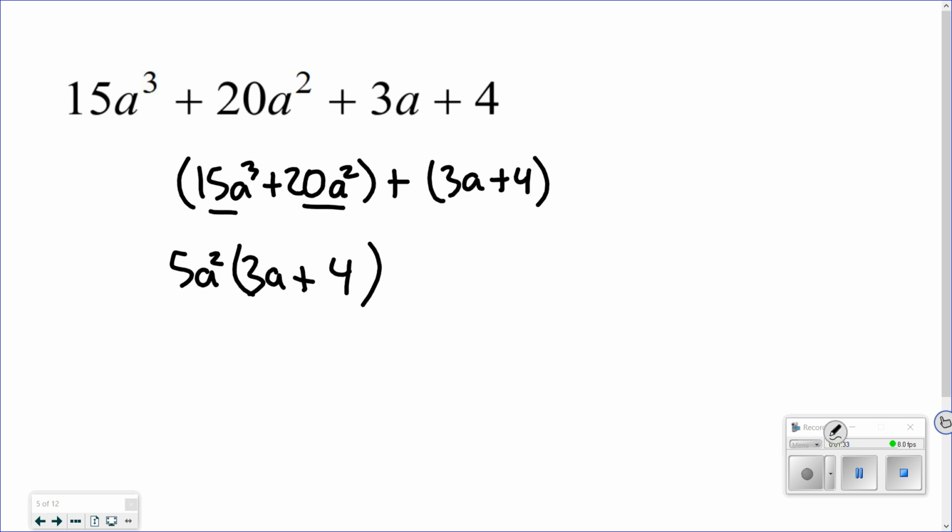So look for a common factor between 3a and 4. They do not have a common factor other than 1. You can always take 1 out of everything. So I'm going to go plus, and I'm going to take out a 1, and that would leave me with a 3a plus 4.